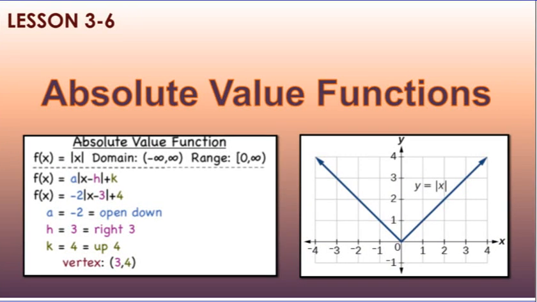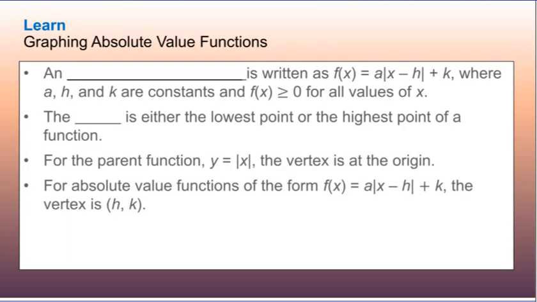3-6 absolute value functions. So an absolute value function is written as f of x equaling a times the absolute value of x minus h plus k, where a, h, and k are constants, and f of x has to be greater than or equal to 0 for all values of x.